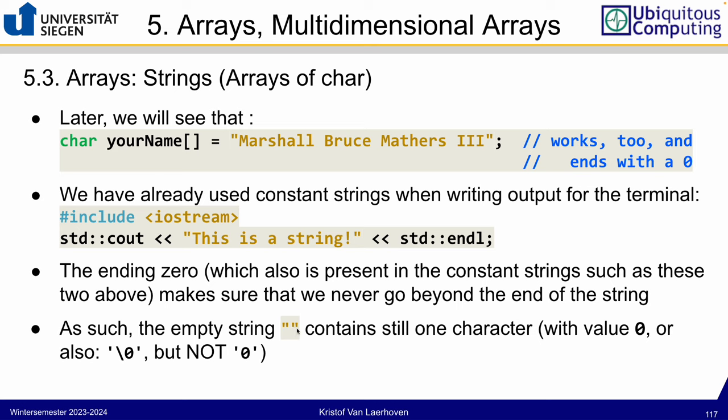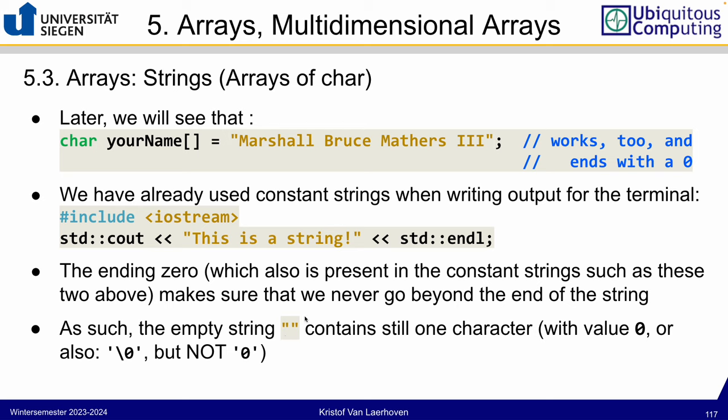Even the empty string, when we use this, for instance, as a construct, still has one element, namely this terminator character. So if you send this to our terminal in this particular way, then what cout and this operator will do is take this array. It has only this one element, zero, and it says, okay, this is already our zero element, we need to stop. And it doesn't print anything to our terminal.